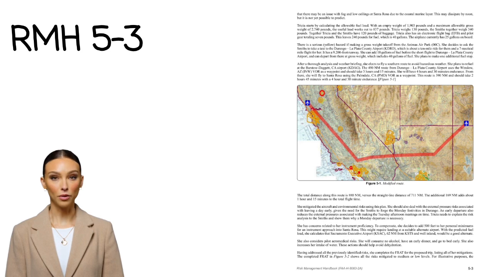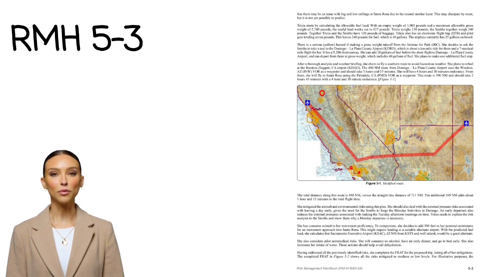With the predicted fuel load, she calculates that Sacramento Executive Airport, KSAC, 62 nm from KSTS and well inland, would be a good alternate. She also considers pilot aeromedical risks. She will consume no alcohol, have an early dinner, and go to bed early. She also increases her intake of water. These actions should help avoid dehydration.